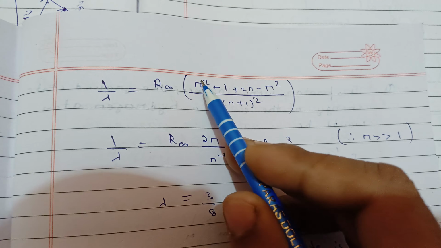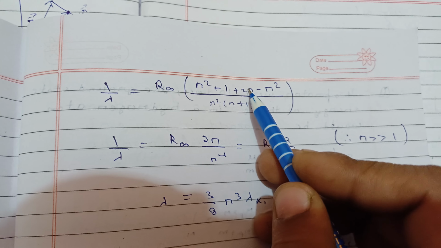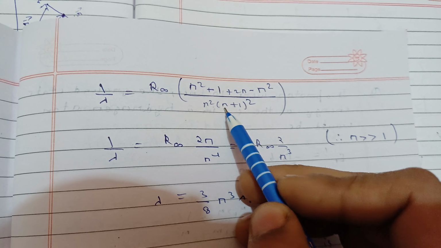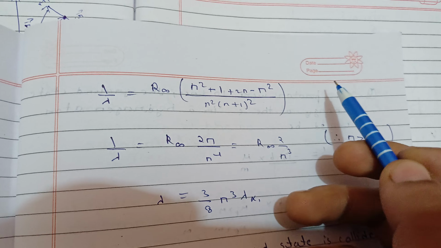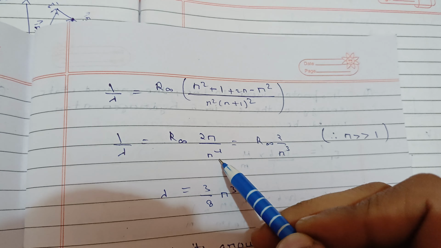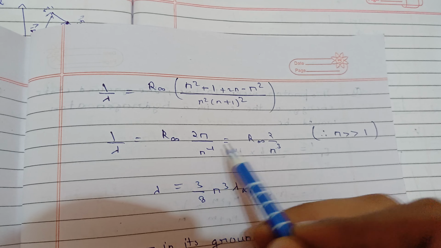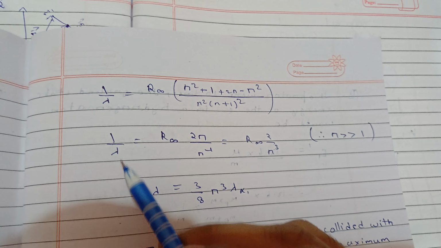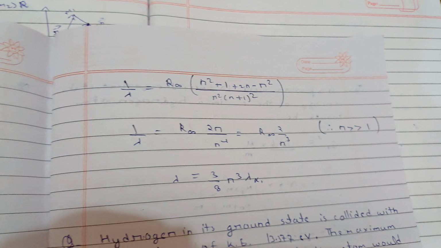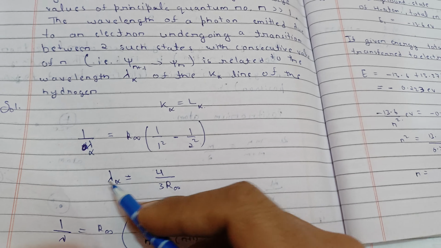So first this will cancel out, and 2n plus 1 will give you simply 2n because this n is very large, and n plus 1 will give you n because this n is very large again. So this will give you n^4 in the denominator and 2n here. Now this n will cancel out 1, so it will be 2 upon n cube. Now 1 upon lambda is this, and substitute the value of r infinite from here, and you will get the relation between lambda alpha and the lambda. So that will be your answer.